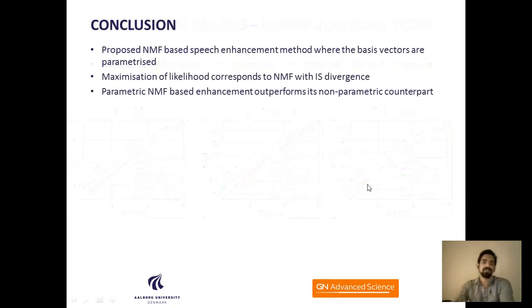So to conclude, we have here proposed an NMF based speech enhancement where the basis vectors are parameterized using a physically meaningful model. And then we have shown that if we represent the noisy signal in the time domain as a sum of autoregressive processes, the maximization of the likelihood corresponds to performing NMF with the Itakura-Saito divergence as the optimization criterion. And we have also shown the benefit of parameterizing the spectral basis vectors using an objective measure called STOI.